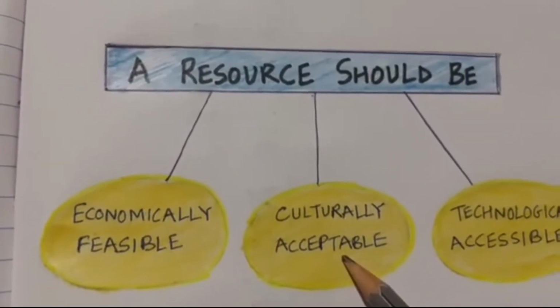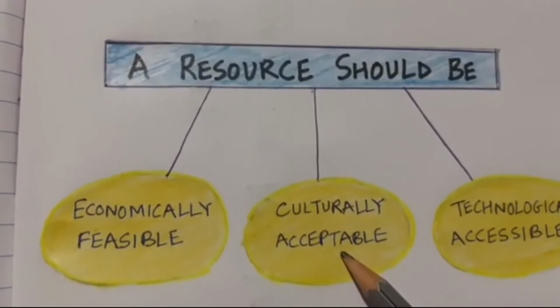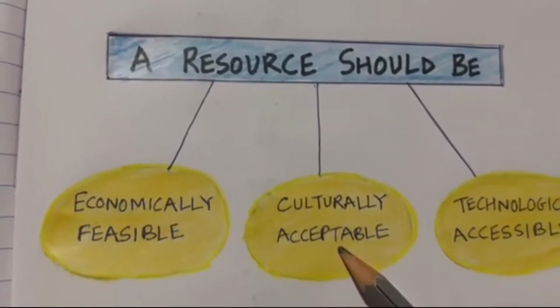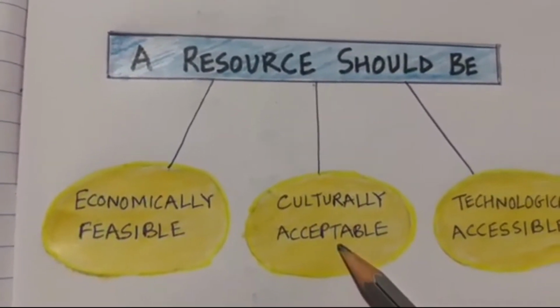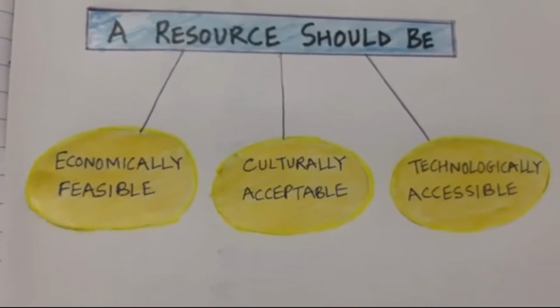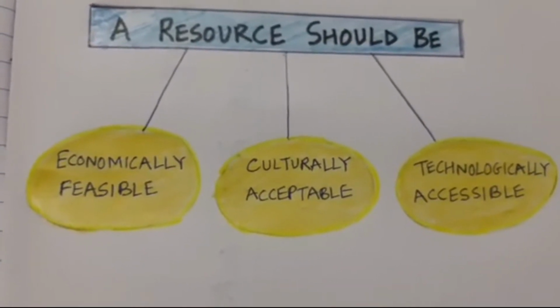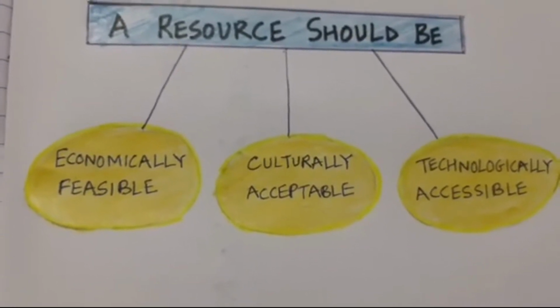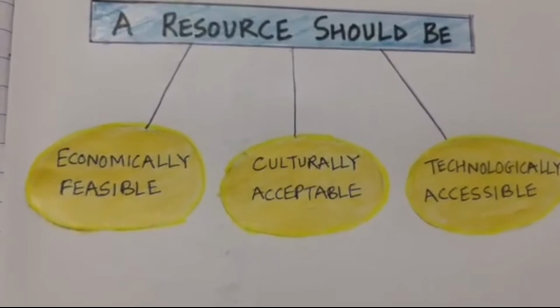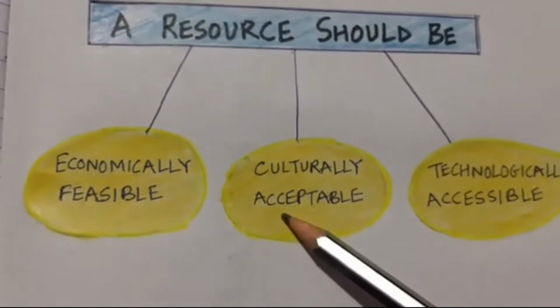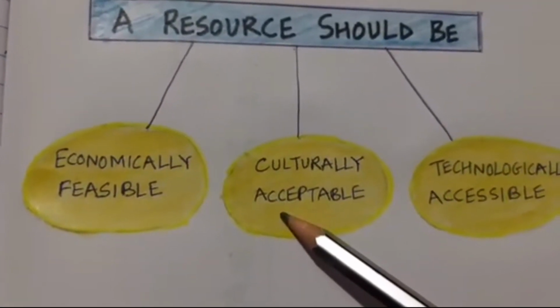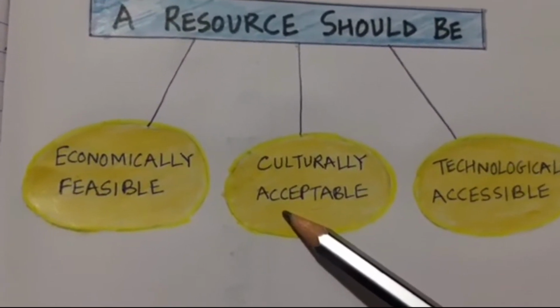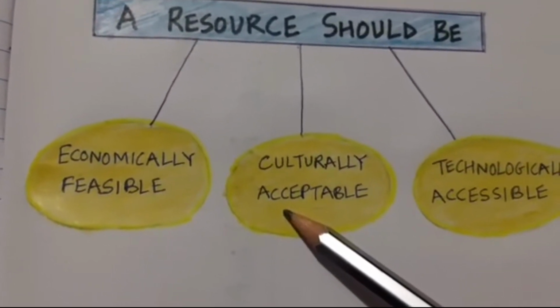Second, the resource should be culturally acceptable. For example, animals are killed for trade. This is a resource for somebody, but such things are not culturally acceptable in our country. So such resources cannot be considered.